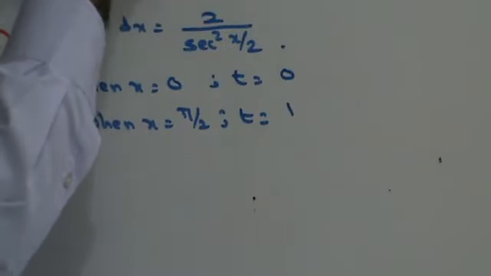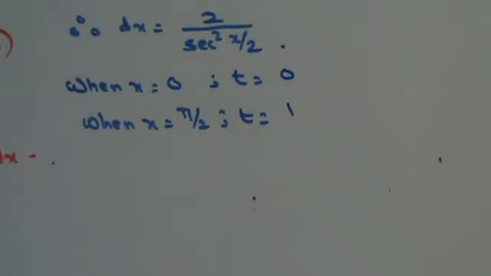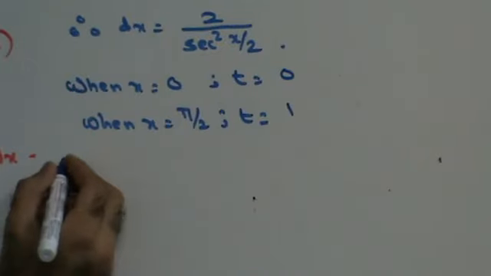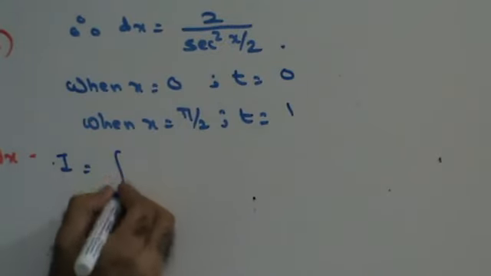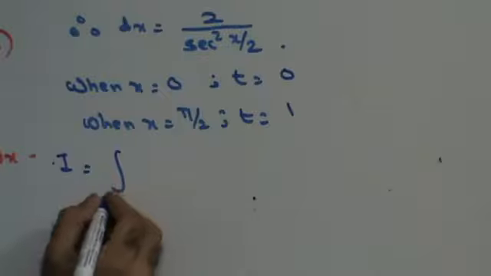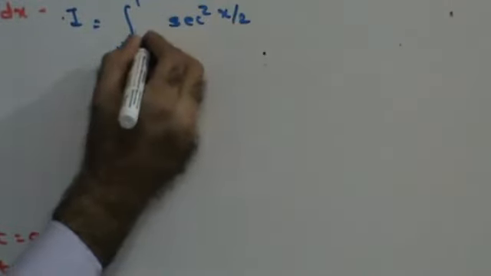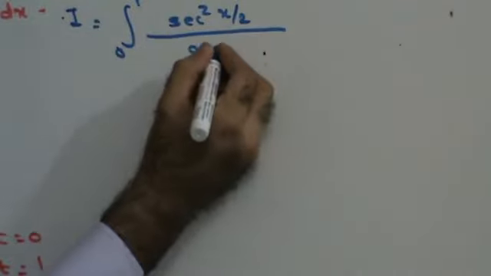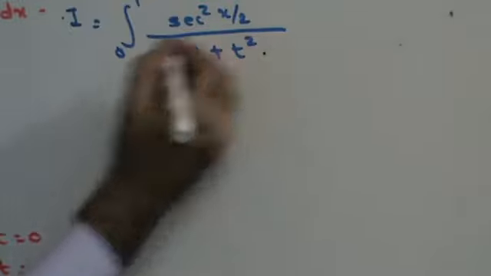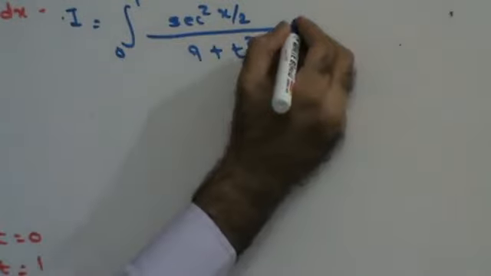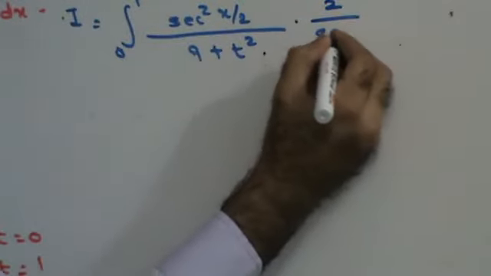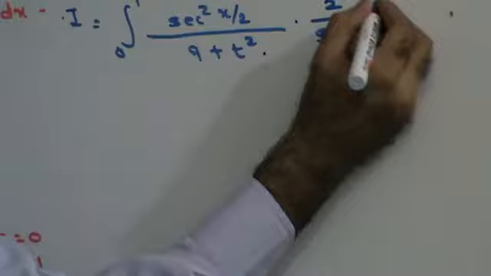You have pi by 2 and this is tan x by 2. I am substituting x as pi by 2. So pi by 2 by 2 gives you pi by 4. That becomes 45, and tan 45 is 1. So therefore I can say I is the integral from 0 to 1 of sec square x by 2 upon 9 plus t square into 2 upon sec square x by 2 dt.